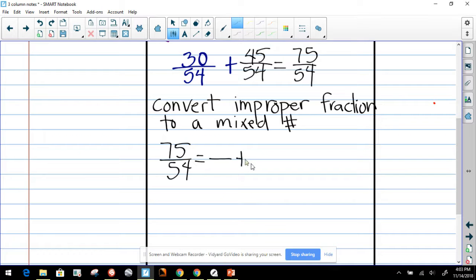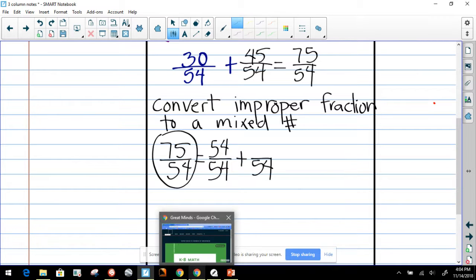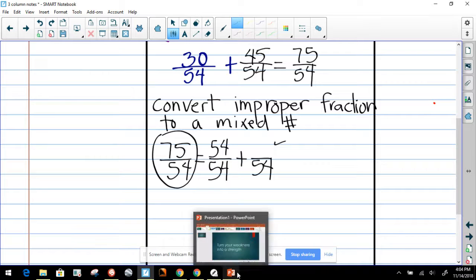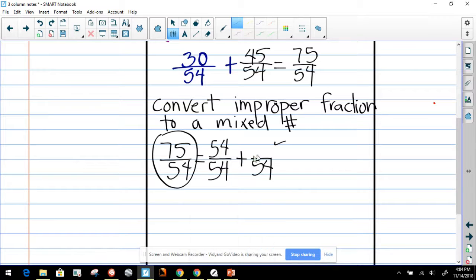We're going to decompose that number into two numbers, and those two numbers have to have the same denominator because we are decomposing this number. So now one way I do this, I said, okay, the first number has to be equal to 1. So you write 54 fifty-fourths because that equals 1. Next, whatever is left, we're going to place on the second fraction. So if we take away 54 from 75, that equals 21.